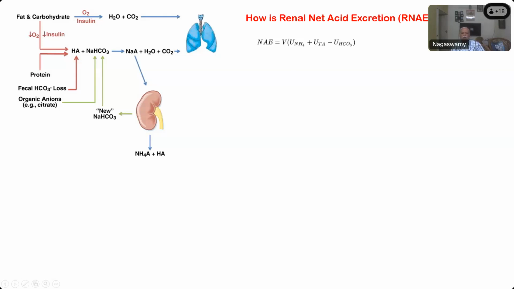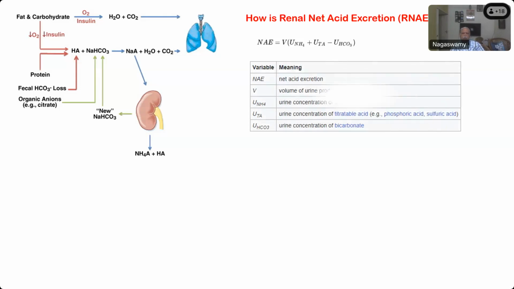The formula for that is: net acid excretion is equal to V multiplied by U. Here, V is the volume of urine produced per unit time, multiplied by the urine concentration of ammonia plus the urine concentration of titratable acid, that is phosphoric acid and sulfuric acid, minus the urine concentration of bicarbonate. So these are the hydrogen ion containing substances.